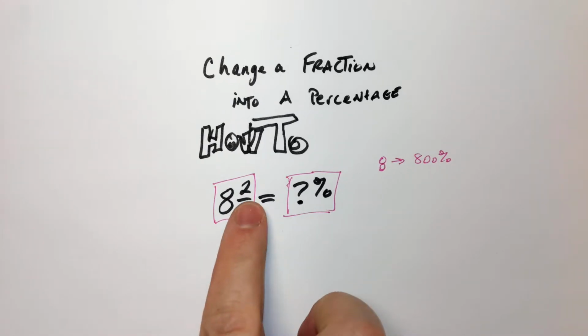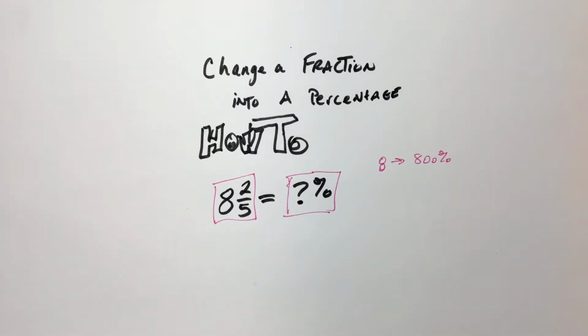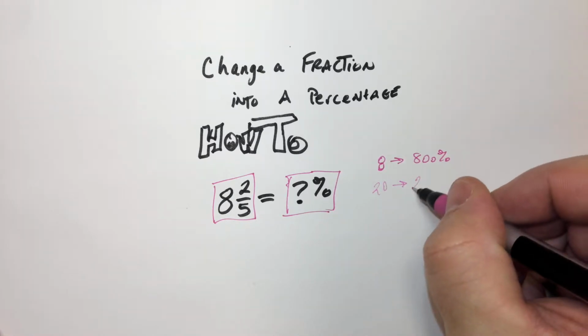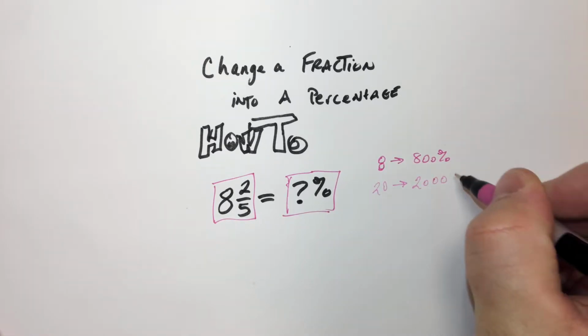Well, the whole number is going to be like 100. So if it's a 7, it's 700, 20 is 2,000. Like the number 20, you just add 2 zeros. As a percentage it would be 2,000%.